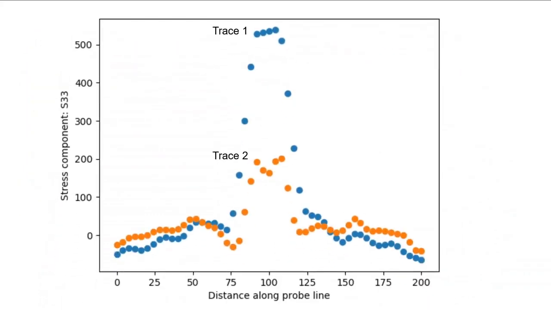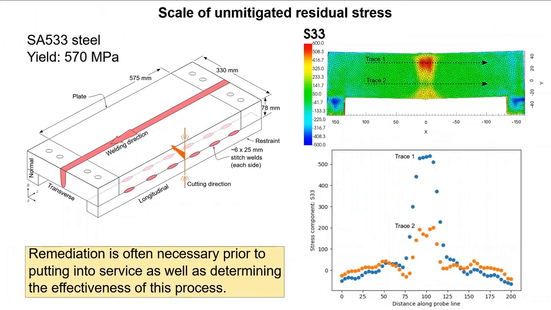So a yield for trace 1 and about half of that lower down for trace 2. Note that this limited trace does not show equilibrium. This is because they're balanced much further away from the weld. However, it can be observed that they are tending to compression about 100 millimeters away from the weld center line. So clearly this is a component which requires remediation, a method for reducing residual stress.